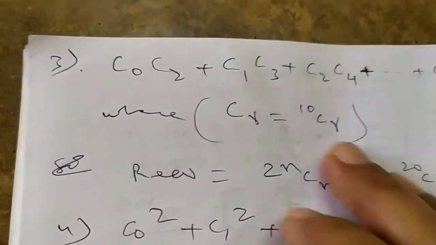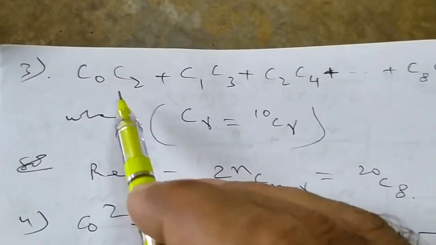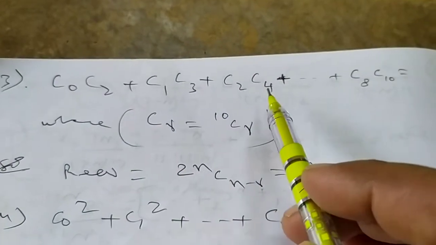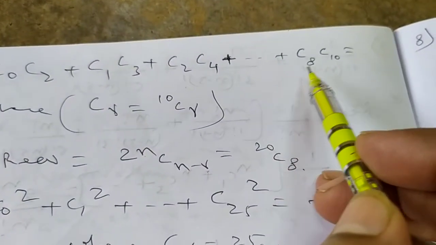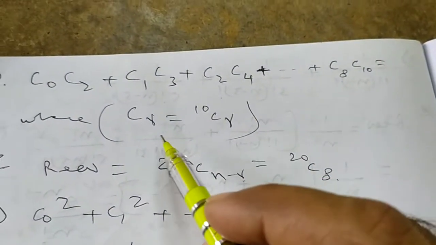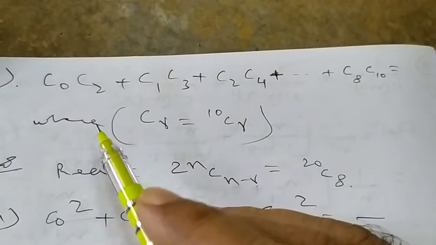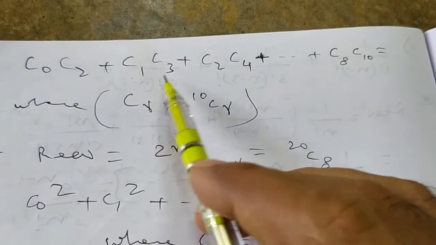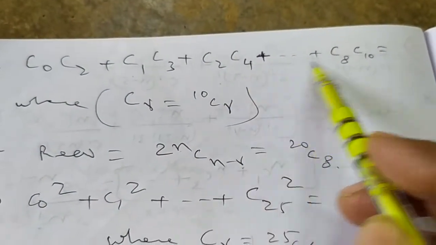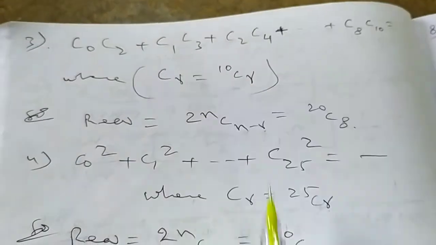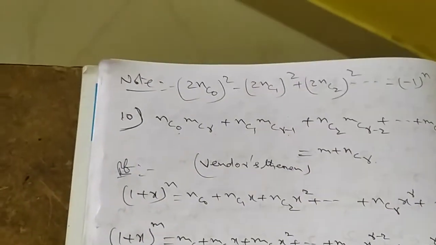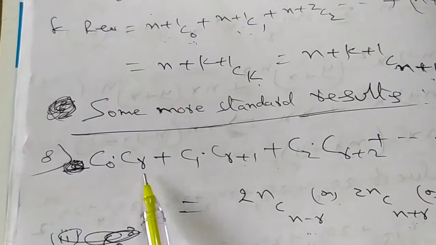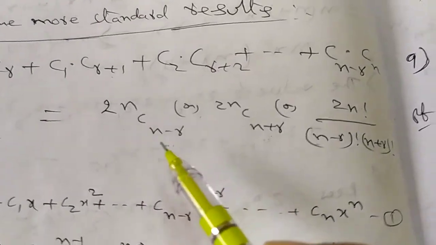See, next problem, the third one. The value of c0, c2 plus c1, c3 plus c2, c4 and so on plus c8, c10 equals, where cr equals 10Cr. It means 10C0 into 10C2 plus 10C1 into 10C3 plus 10C2 into 10C4 and so on, the required value. So the formula is clear, yesterday's one of the standard results, the 8th one: the value of C0 Cr plus C1 Cr plus 1 and so on, formula 2nC n minus r.